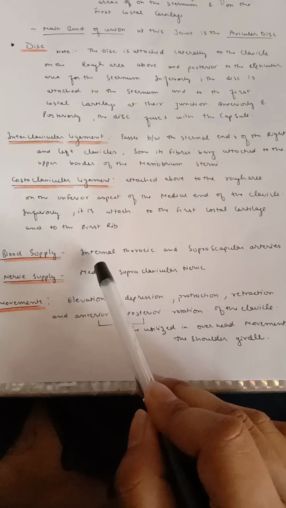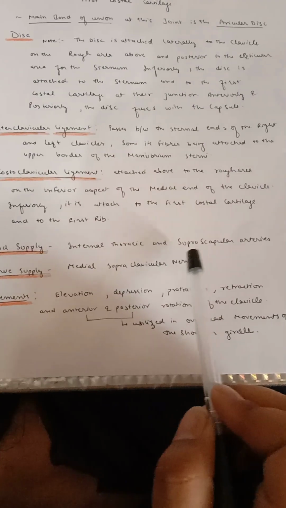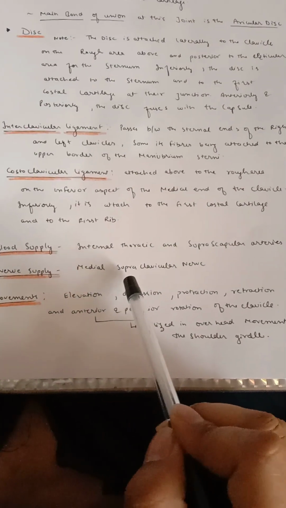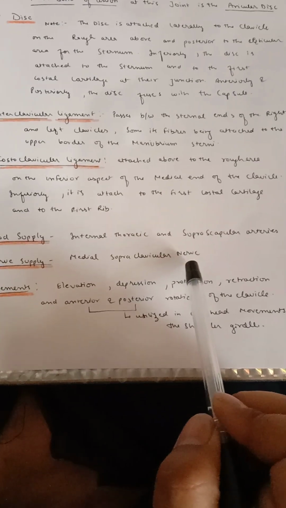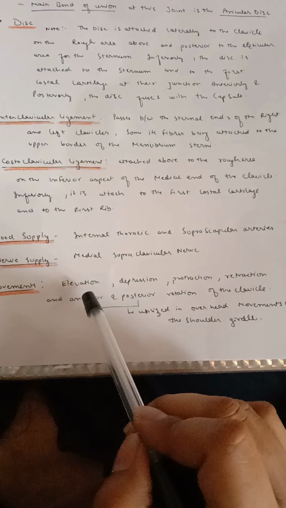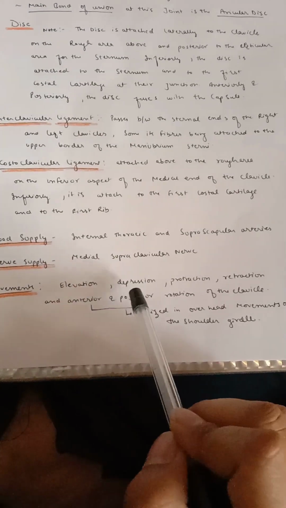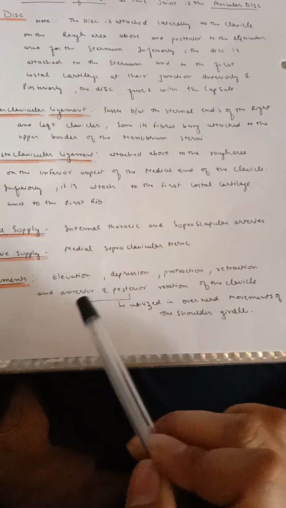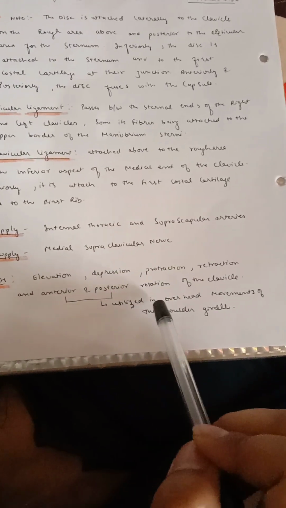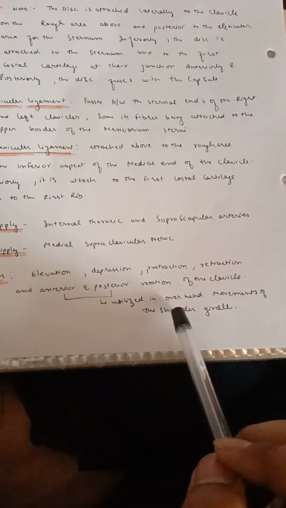Blood supply: internal thoracic and suprascapular arteries. Nerve supply: medial supraclavicular nerve. Movements which are held in this joint are elevation, depression, protraction, retraction, and anterior and posterior rotation of the clavicle, which is utilized in overhead movements of the shoulder girdle.